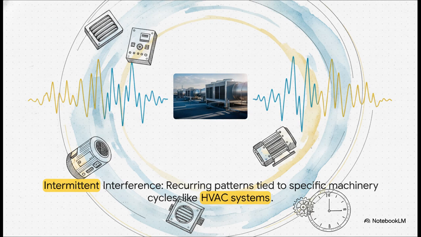And finally, we have the trickiest one of all, intermittent interference. This is the one that comes and goes, but on a schedule. Maybe it's the HVAC system that cycles on every 20 minutes, or a specific machine that runs its cycle every 90 seconds. And as you learned, the key to finding this isn't just RF knowledge. It's about understanding the rhythm of the entire facility.